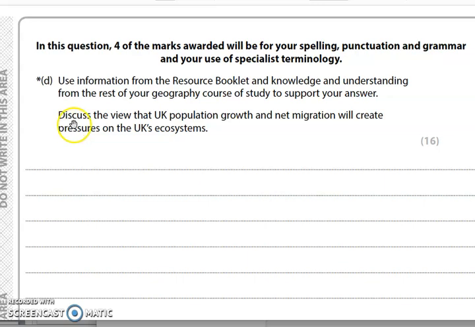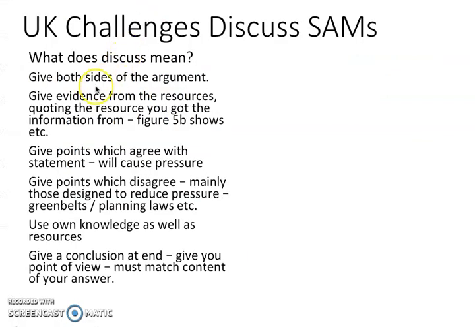Now, what we have to do is discuss the view that UK population growth and net migration will create pressures on the UK ecosystems. So let's have a look at what discuss means. So discuss means to give both sides of an argument. You need to give evidence from the resources, quoting the reference that you got it from, by saying things such as figure 5b shows. Give points which will agree with the statement that say yes, it will cause pressure, and give points that say, well, actually these are designed to reduce the pressures. But also use your own knowledge as well as the resources.